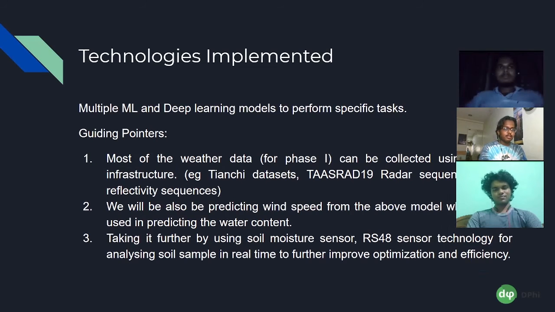We'll be training multiple ML and DL models to perform very specific tasks. This includes the usage of datasets like the Tianki dataset and the TASRAD 19 radar sequences dataset. Going into more specifics, we'll be talking about this in this video and also in the PPT. They will also be using other models, which we'll be talking about too. In our phase two, we'll also be using data from soil moisture sensors and other sensors to further improve optimization and efficiency and to further along our goals.